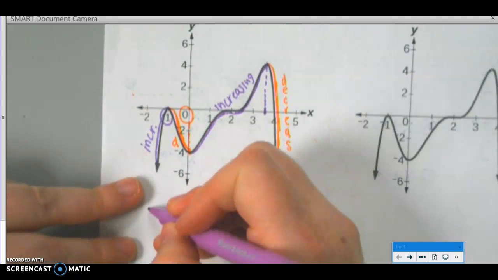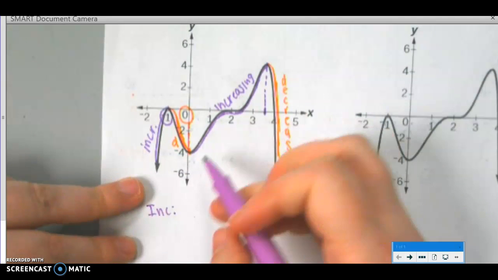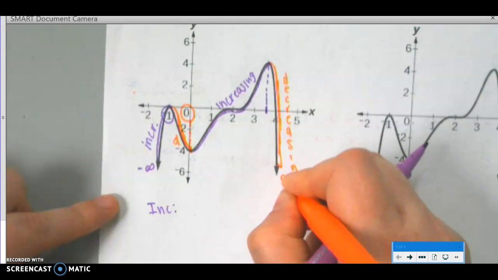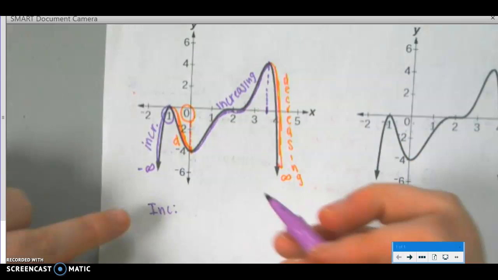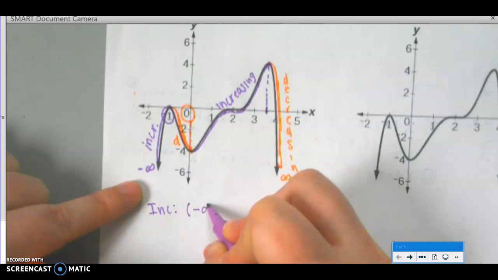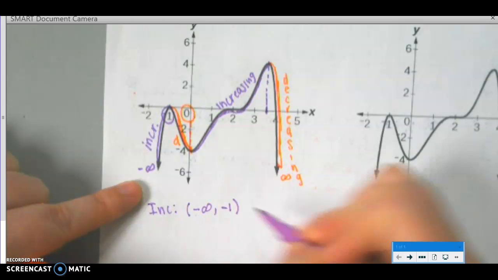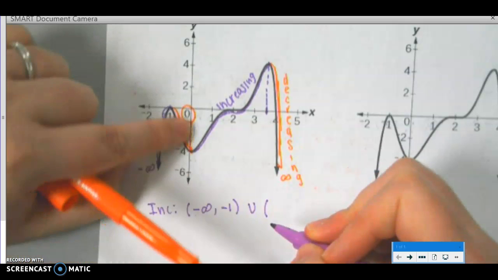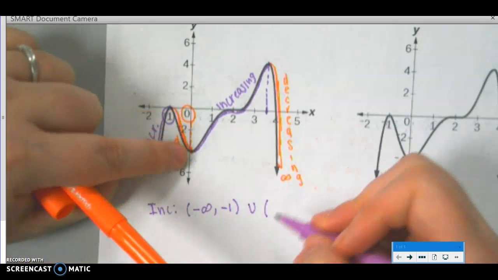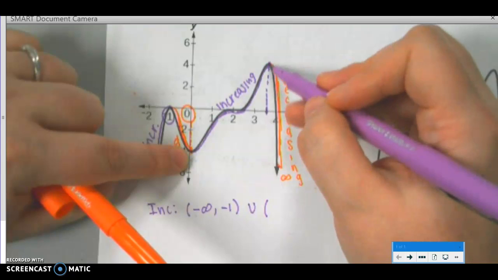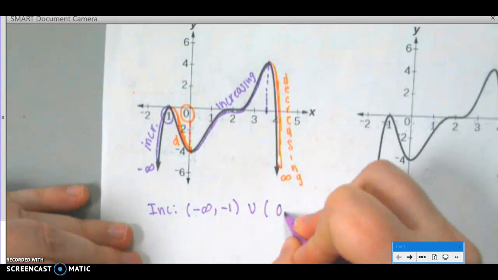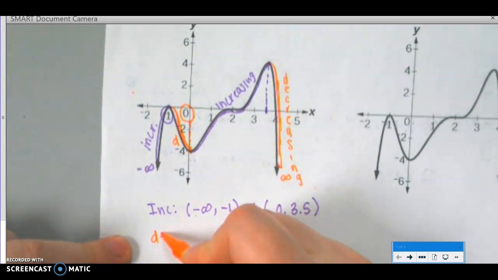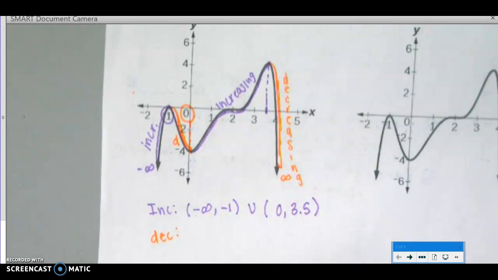All right, so I'm going to do increasing first just because that's the first one that I have. So the left arrow is negative infinity. The right arrow is positive infinity. So from negative infinity to -1 is increasing. And then I have another increasing interval from 0 till about 3.5. Make sure you always do the one on the left first.